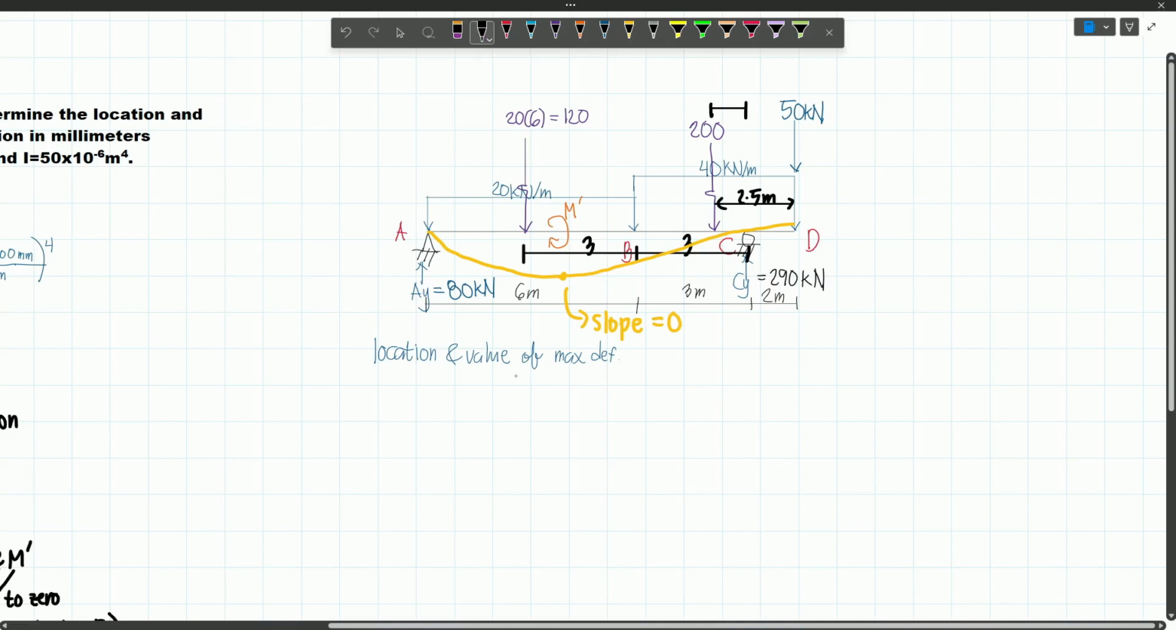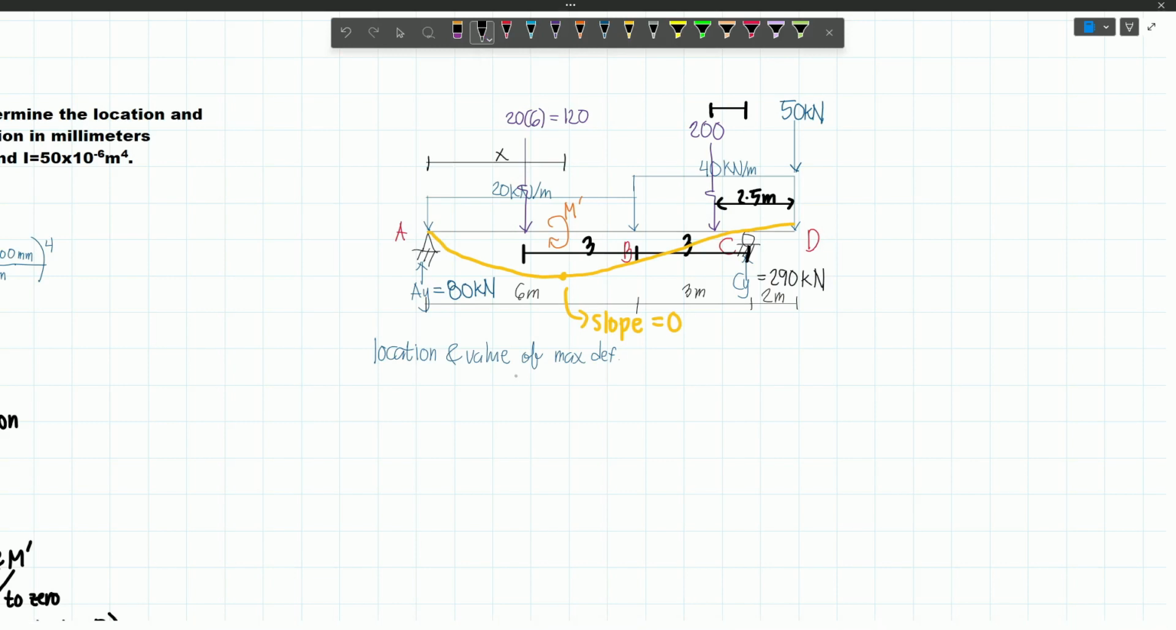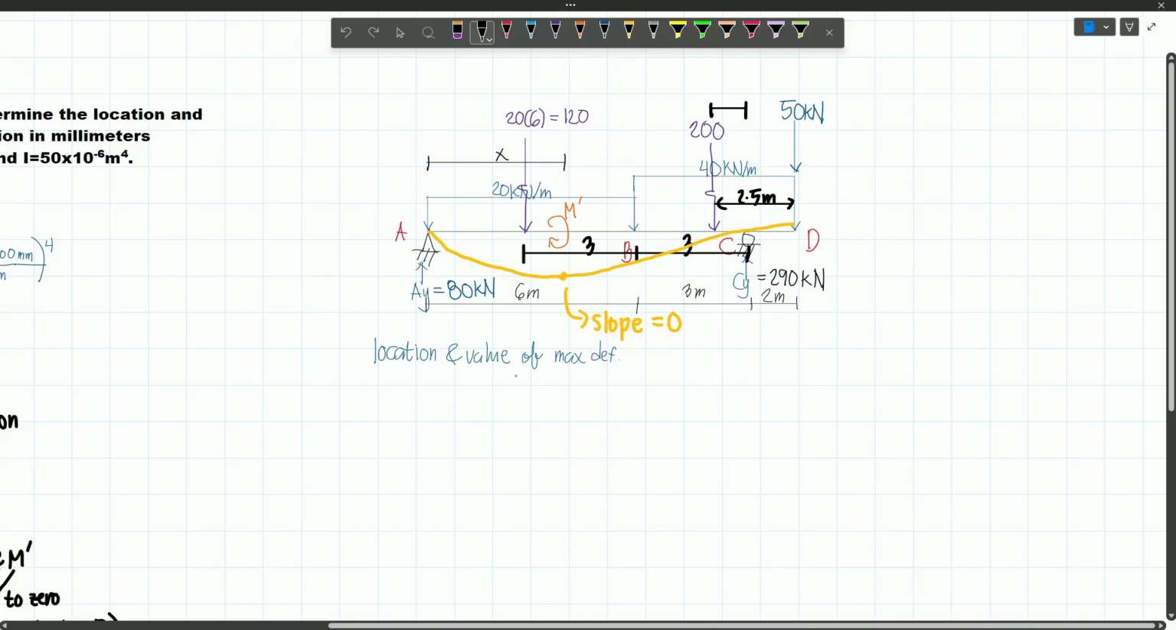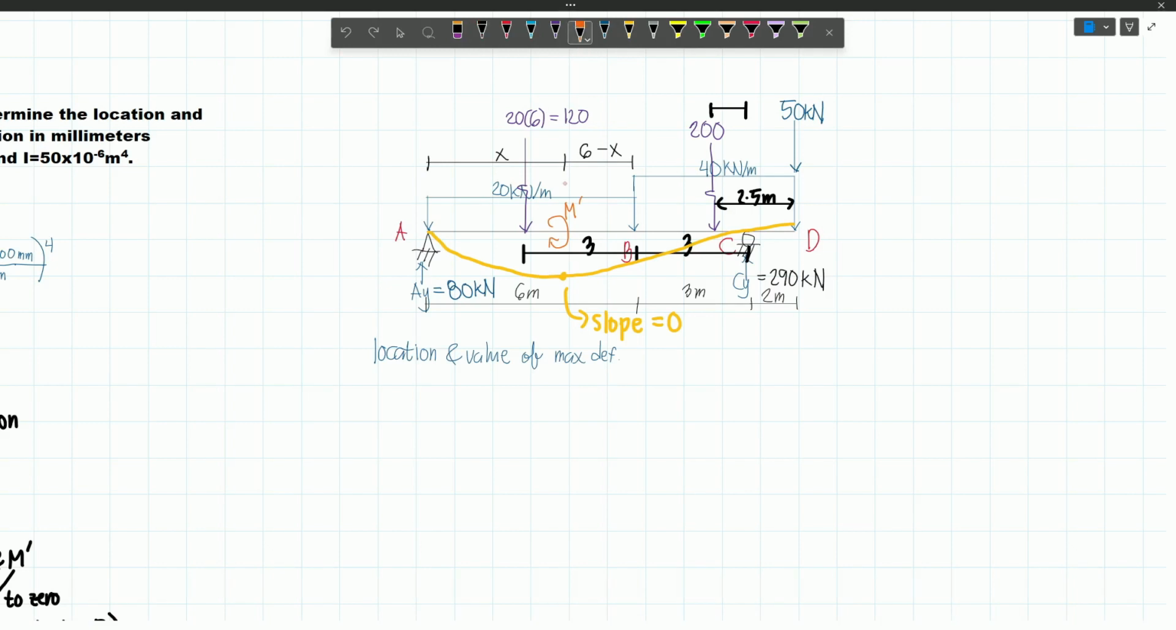And then, let's try to label this as x, or the distance of the maximum deflection from the hinged support. And then, if this is x, then from this point to this point, that will be 6 minus x. And then, let's try to label this one as the location of the maximum deflection. Now, we have A, B, C, D, and so let's say this is E. And so we already have 4 segments, A to E, B to E, B to C, and C to D. Now, let's try to write that.